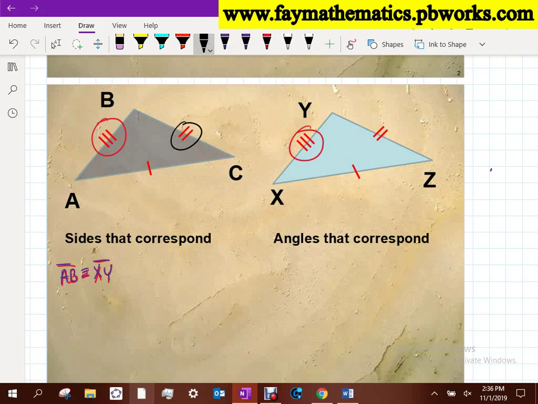BC, what's BC going to be congruent to? Why is it?